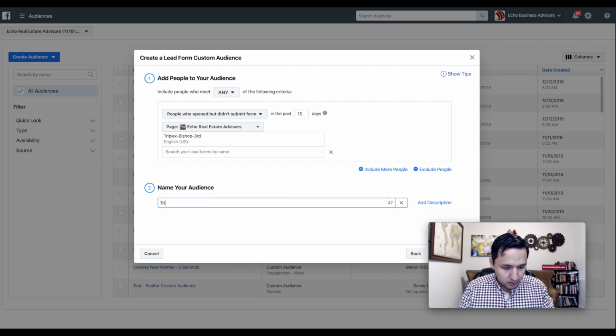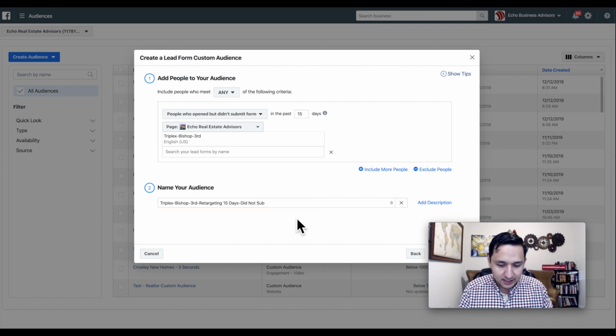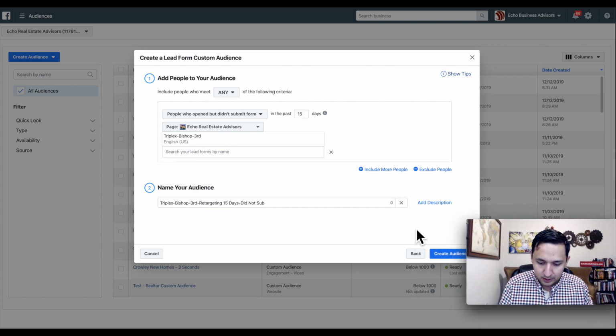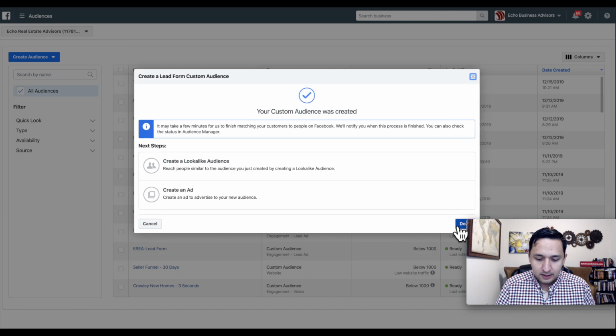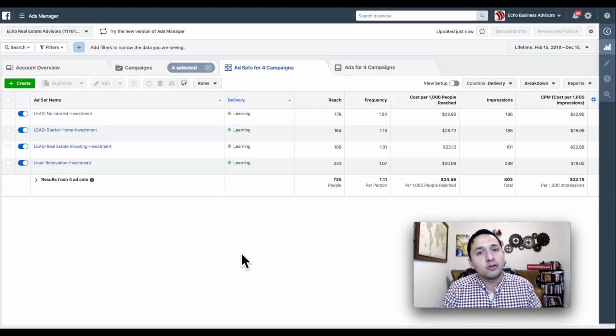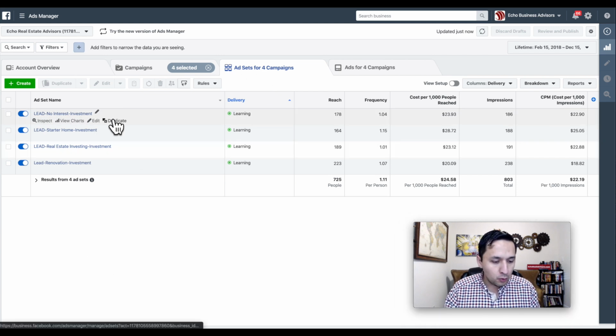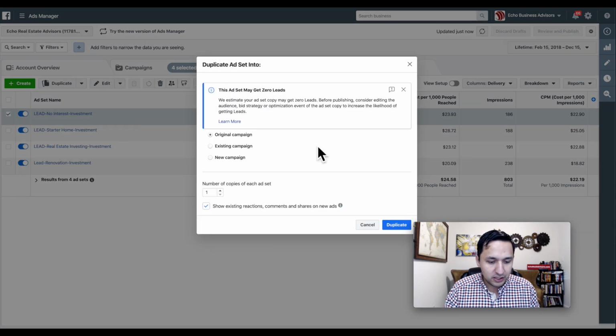So I'm going to put triplex, bishop, third, retargeting, 15 days, did not submit. Let me create that audience. Done. Okay, now that we're back at the original screen that we were in, the ad set level with this particular type of campaign, we're going to duplicate this no interest investment.